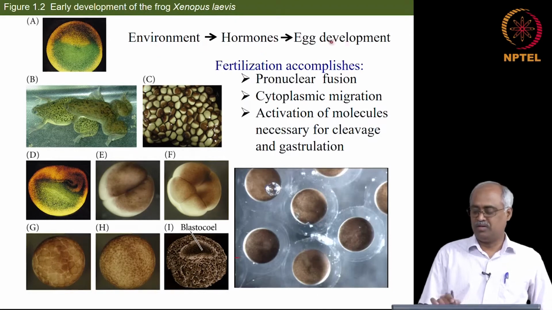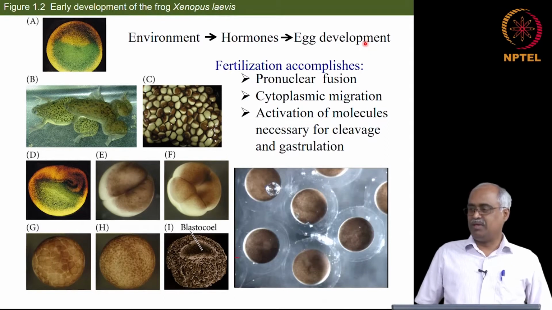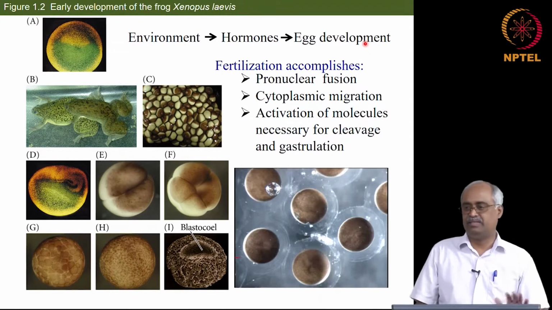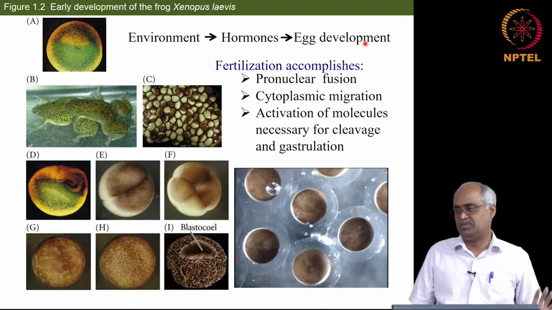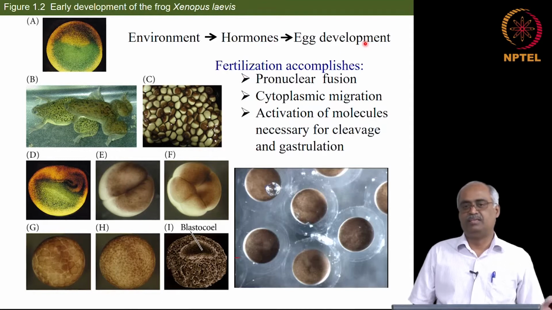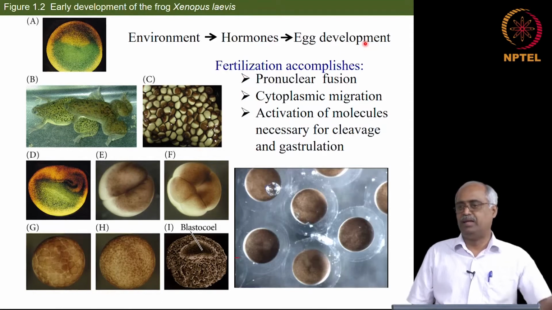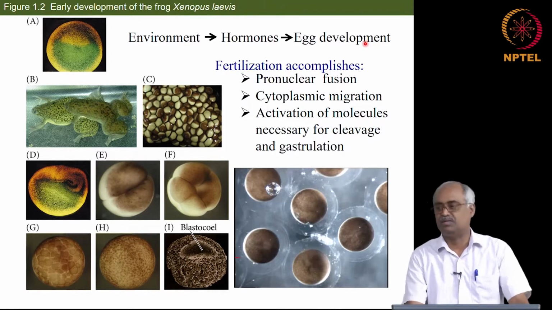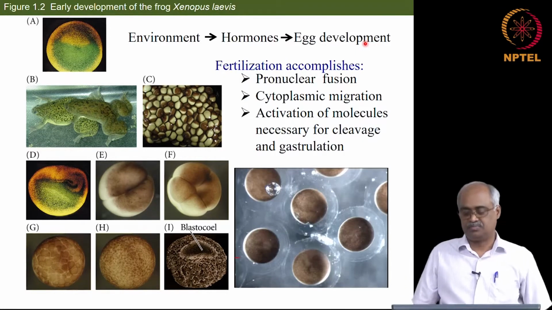So, you have environment, hormones, egg development, and the same happens, not that dramatically, with sperm production as well in this species. In some species it is continuous, sperm production from reaching adulthood till the end of life. Most organisms produce sperm, but in some organisms that is seasonal too, like in frogs it is seasonal.